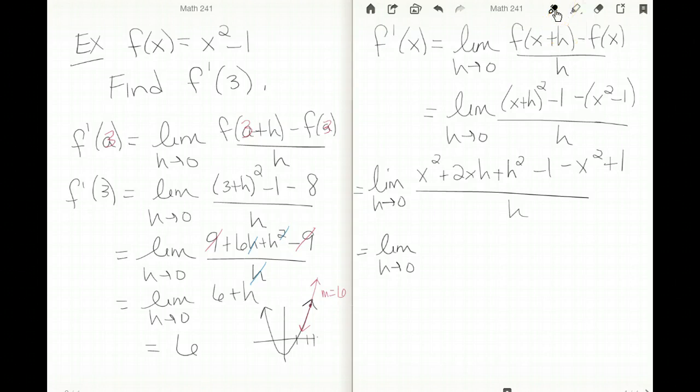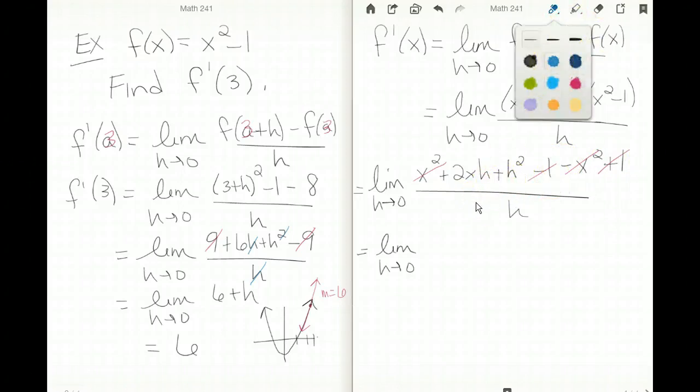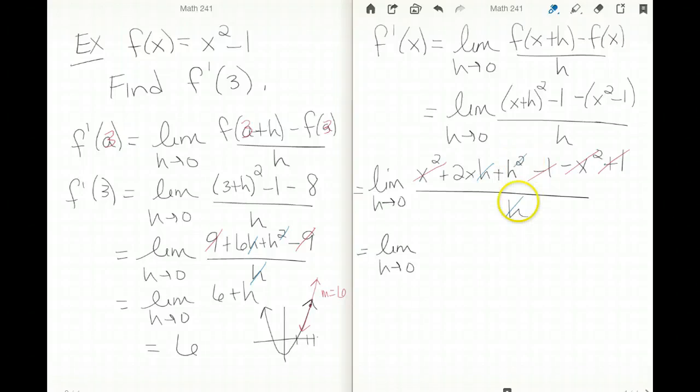Okay, things cancel, of course. The x squareds are gone, the 1's are gone, and then remember we're able to cancel some of those h's, an h in each term with the h in the bottom. And we're left with 2x plus h. And when h goes to 0, we get 2x. So that means f prime of x as a function is 2x.